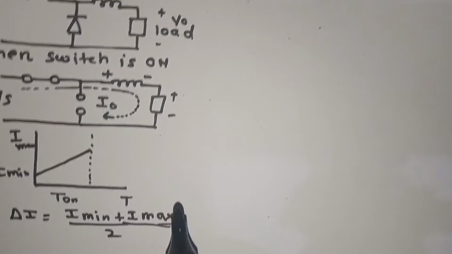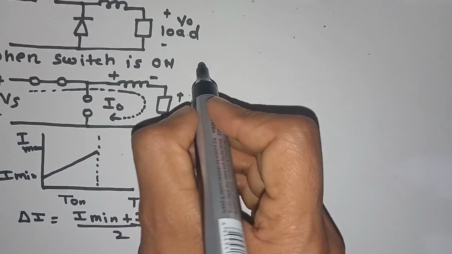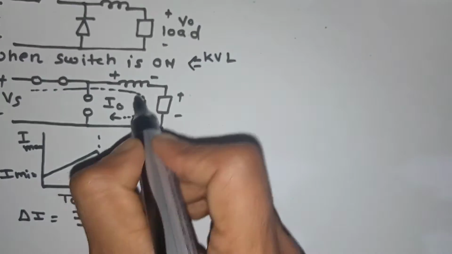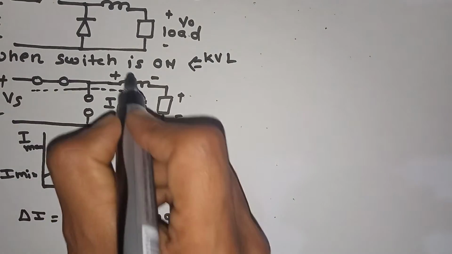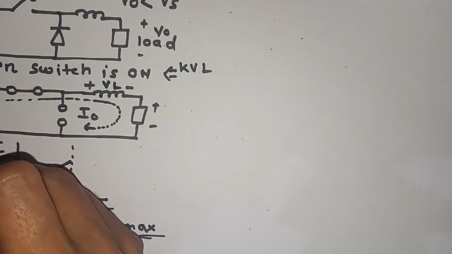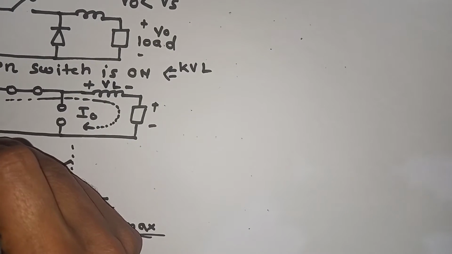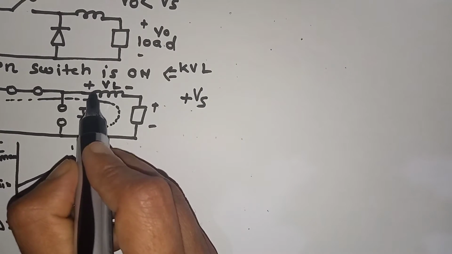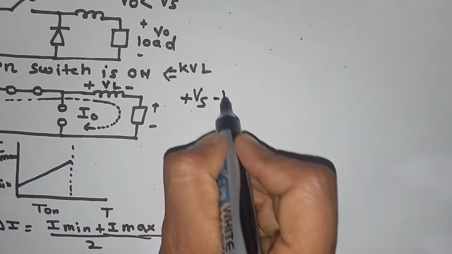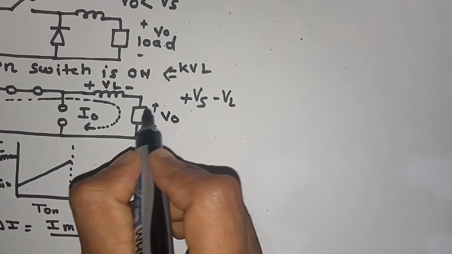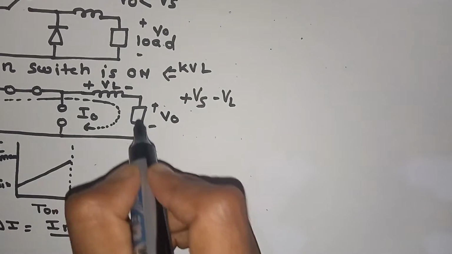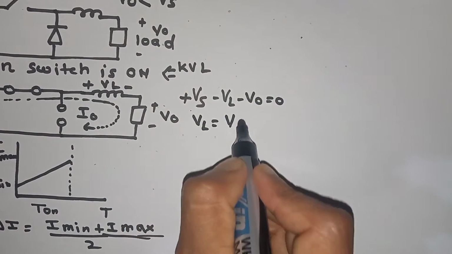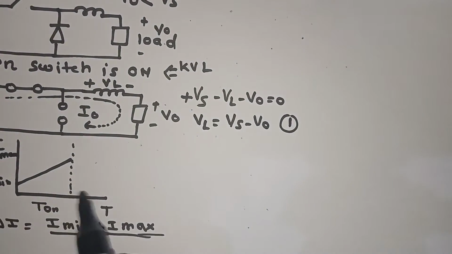Now we'll see what happens in the circuit. We can apply KVL here and write the equation of the voltages. So this is VL. Current starts from minus to positive potential, so it will be positive Vs. Then voltage drops from plus to minus, so it will be minus VL. And then the voltage fall across the load is VO, taken as minus VO, equal to 0. So we find VL equals Vs minus VO. That is the first equation.